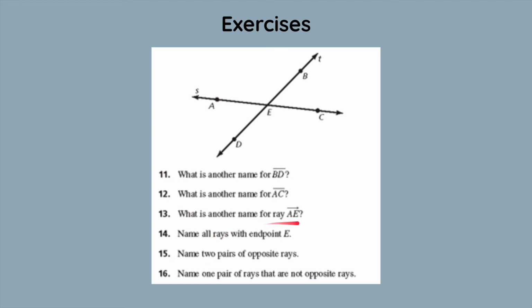What is another name for ray AE? So something to consider with rays, make sure the ray that you put at the top of your two letters is always pointing to the right, and that's the only way you can write a ray. So what is another name for ray AE? Another name would be AC.